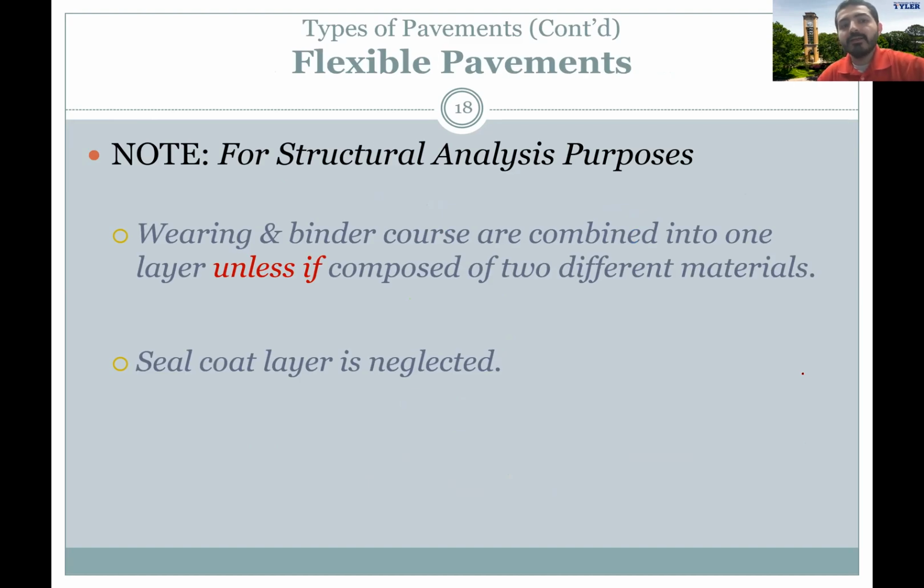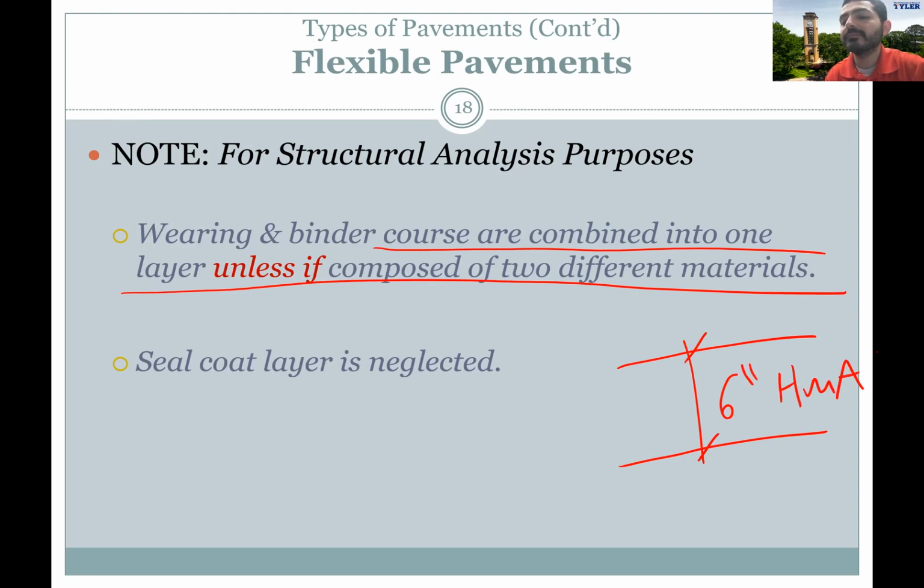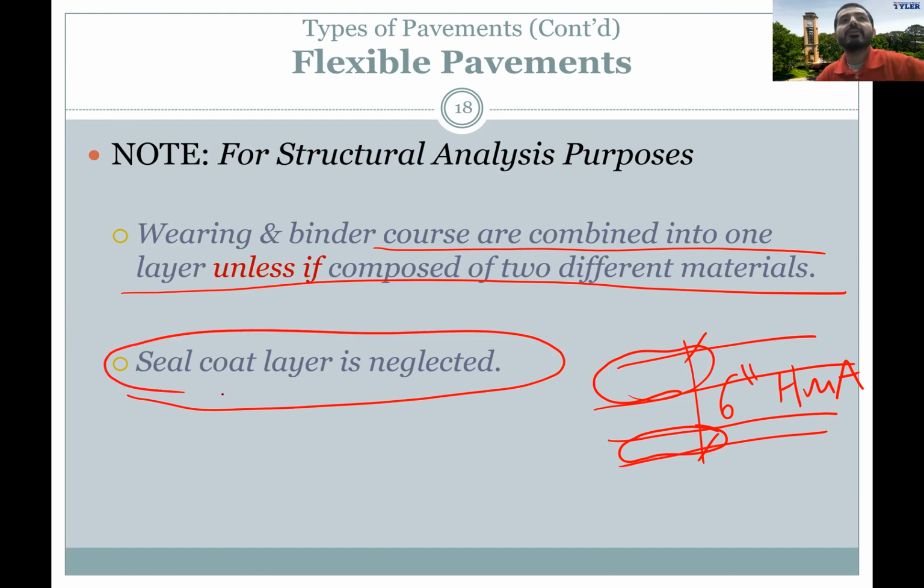And that's why here, for structural analysis purposes, the wearing and the binder course are combined into one layer, unless it's composed of different materials. So again, that 6 inch hot mix asphalt, if we're applying tack coat between the sub layers, and if there is no difference between the materials on the top surface layer and the bottom layer, then we're going to treat it as one layer, one structure. For the seal coat, the thickness is way less than 1/8 of an inch. So we typically neglect the thickness when it comes to structural design.